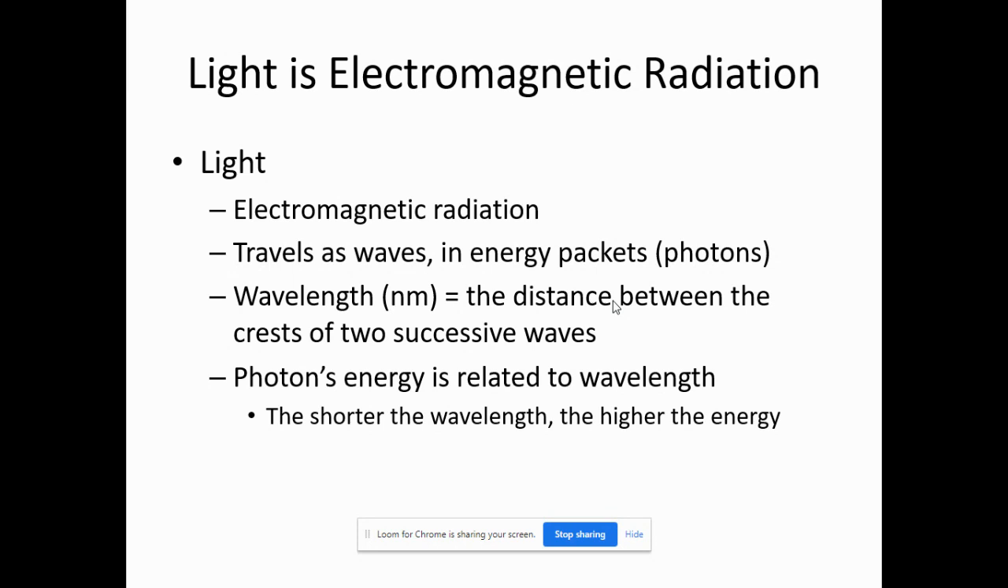And the unit of measurement for light is wavelength. That's the distance between the crests of two successive waves. The photon's energy is related to the wavelength. The shorter the wavelength, the higher the energy that the light is carrying.